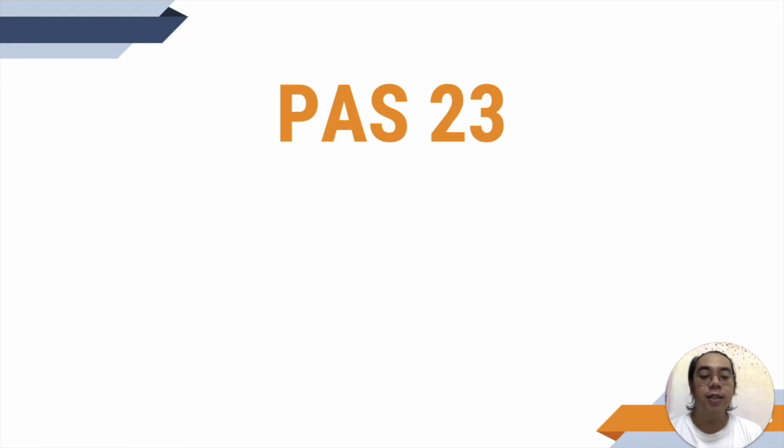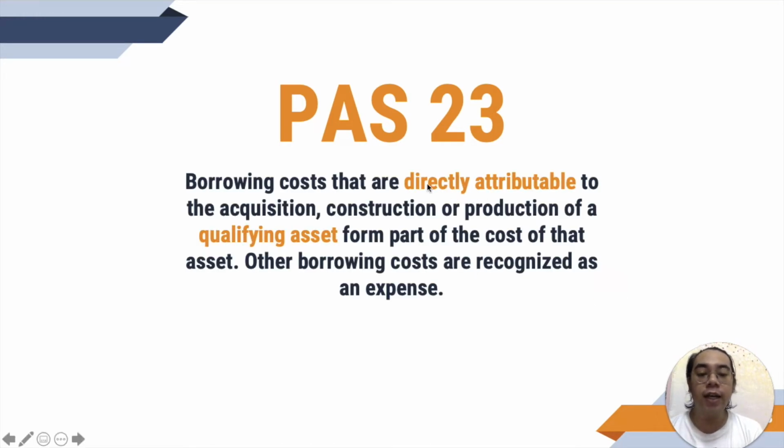Borrowing cost is governed by PAS 23. According to PAS 23, borrowing costs that are directly attributable to the acquisition, construction, or production of a qualifying asset, which we will define later, form part of the cost of the asset. So it's not always an expense. Sometimes, when it's directly attributable to a qualifying asset, then it is part of the cost of that asset. Other borrowing costs are recognized as an expense.